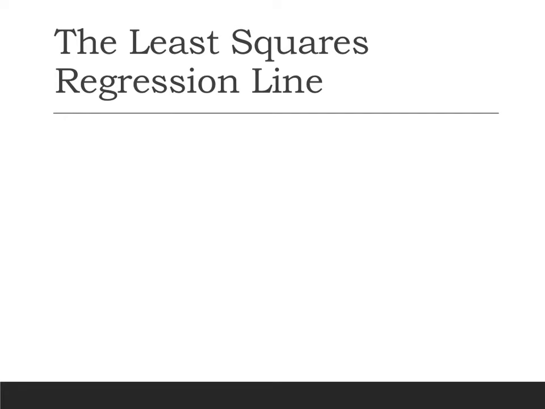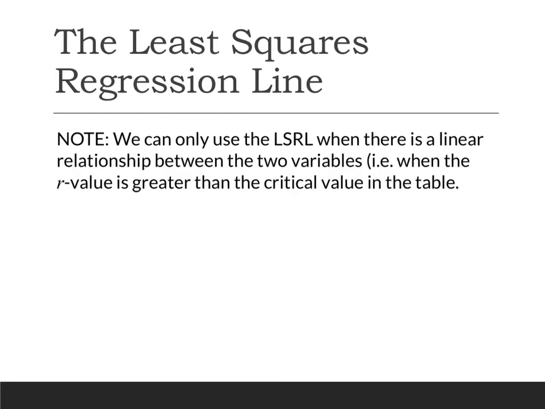So one more thing about the least squared regression line, and that's when we're able to use it. We'll always be able to have StatCrunch give us a least squared regression line, but we won't always be able to use it for predictions. And when we can use it is as long as there is a linear relationship between those two variables. So when the R value is greater than the critical value in the table, and there should be another parenthesis there at the end of table. So let me see if I can fix that. There we go.